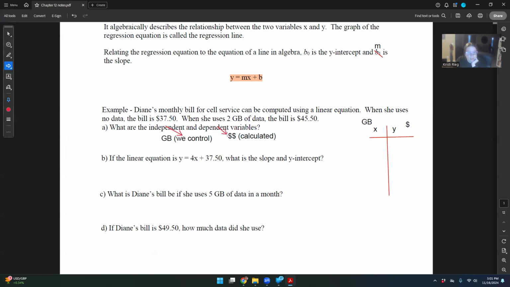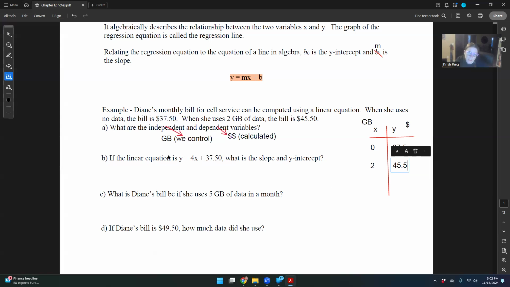Independent and then dependent. So going back to my little table, we say no data, which could be represented by a 0, is $37.50. That's her flat fee. When she uses 2 gigabytes of data, she's going to pay $45.50. So again, you're not going to make this table ever again. I'm just trying to connect the dots. Connect the dots, get it? Because we're doing scatter plots. Between your algebra knowledge and what we're doing here.